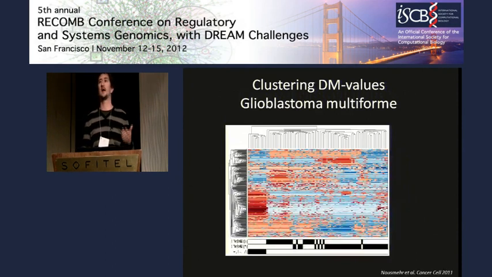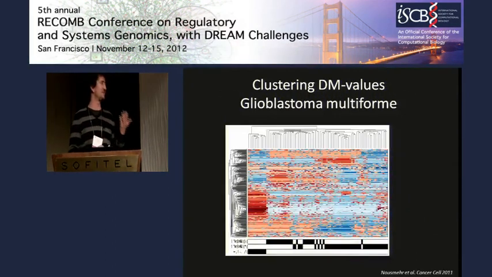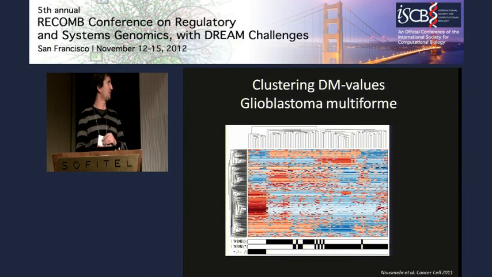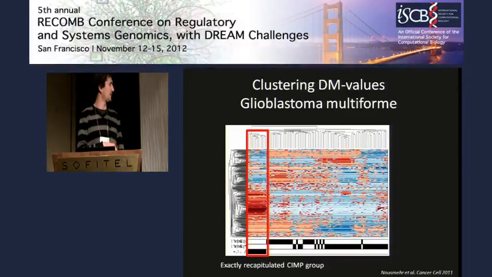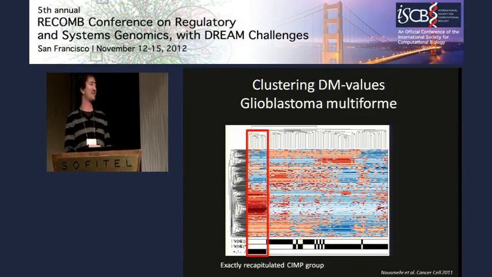And we use these DM values to cluster the samples and the data to see if we can find known or new subgroups. For glioblastoma multiforme, we found that we could recapitulate the CIMP group, which was identified earlier by the TCGA, and that we could recapitulate this group exactly, and this with a smaller number of genes. And we also characterized the significant hypermethylation that is characterized by this subgroup.